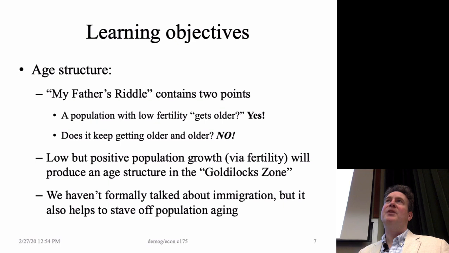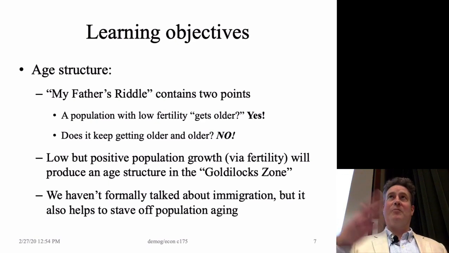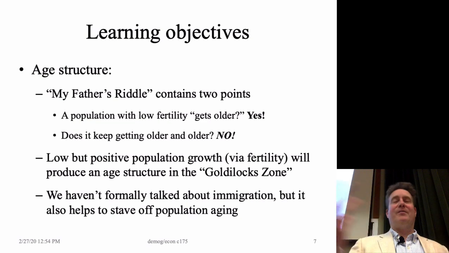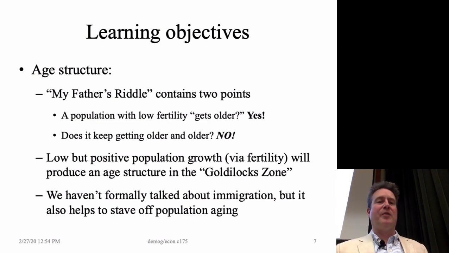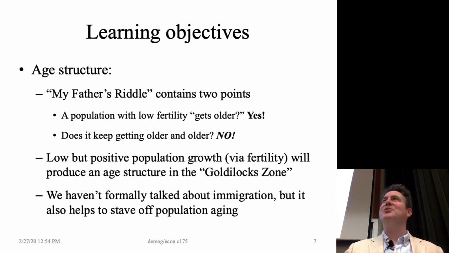So there are kind of two things here. One is that a population with low fertility gets older, and that's kind of the first level of things, and I think that's intuitive to most people. The point, and why the thing is called the riddle, is that you would think, well, if you have low fertility, aren't you just going to be getting older forever as a population? And it turns out, as we see in Lab 5 and in the math that we saw last time, that's not the case. In fact, there's a stable age structure that we converge to. So the population doesn't get older and older. It gets older, and then eventually it stops getting older.